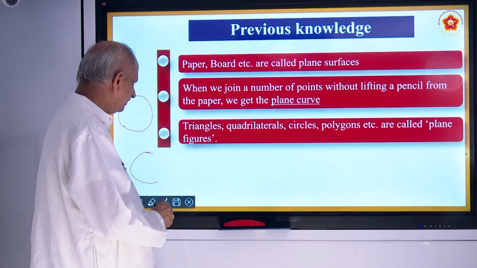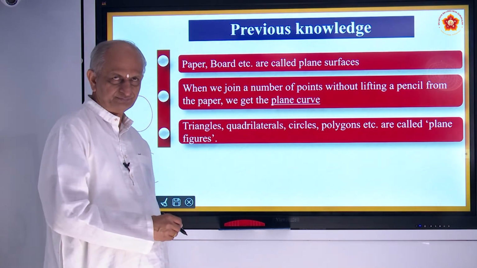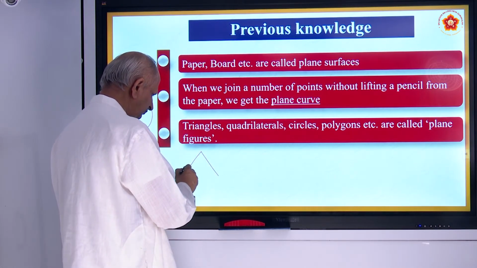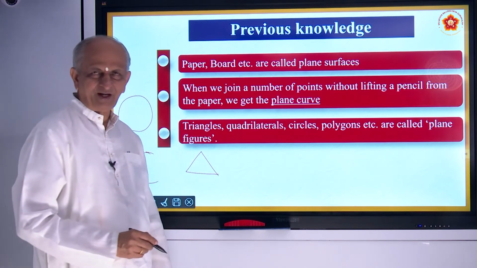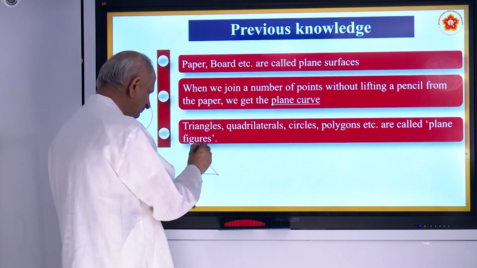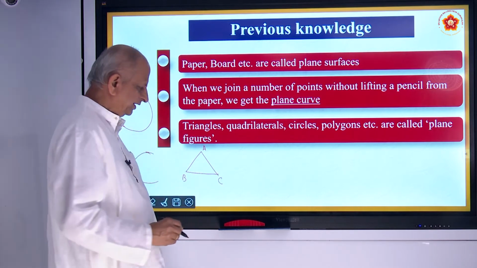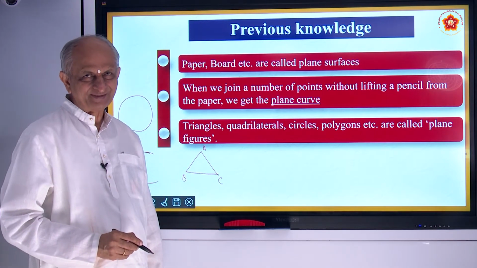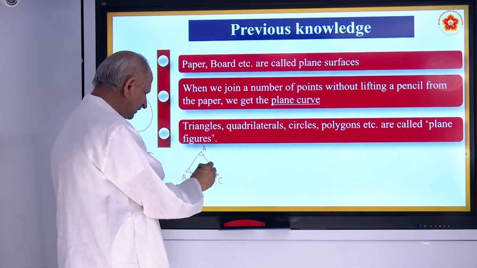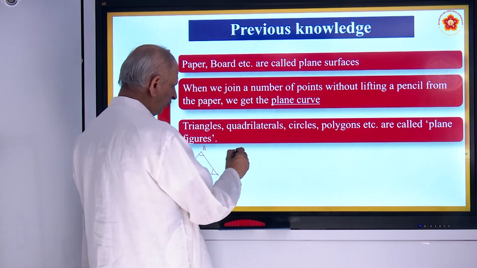And also we have seen in the previous class about plane figures. For example, all of you know the famous figure. What is this figure called? Triangle. Why is it called a triangle? It has three vertices, three line segments, three angles. Triangle. Tri means three.